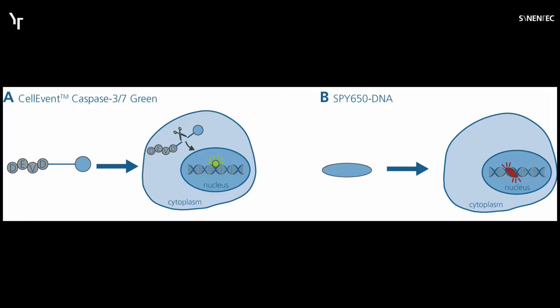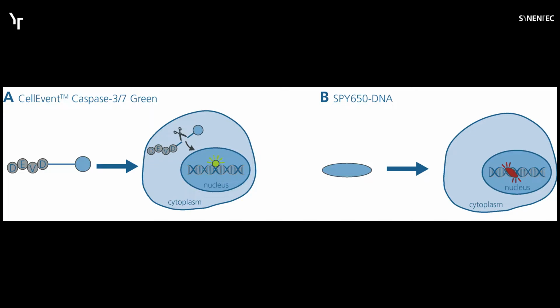One is the CellEvent Caspase-3 Green Detection Reagent. In this reagent, a high-affinity DNA binding dye is linked to a Caspase-3 peptide substrate. It enters cells, but only upon Caspase-3 cleavage, the dye is released, binds to DNA, and fluoresces.